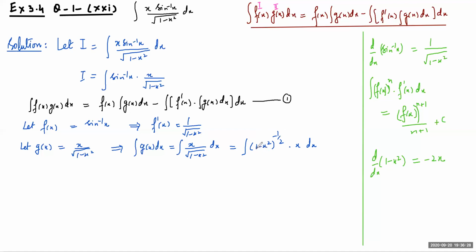Now you can see in place of function, you have 1 minus x square. In place of n, you have minus 1 by 2. And in place of f dash, we have x. What is the derivative of 1 minus x square? The derivative of 1 minus x square is minus 2x. It means we need a minus 2 here. So we are going to multiply and divide by a minus 2. We will multiply minus 2 inside the integral and we will divide minus 2 outside the integral.